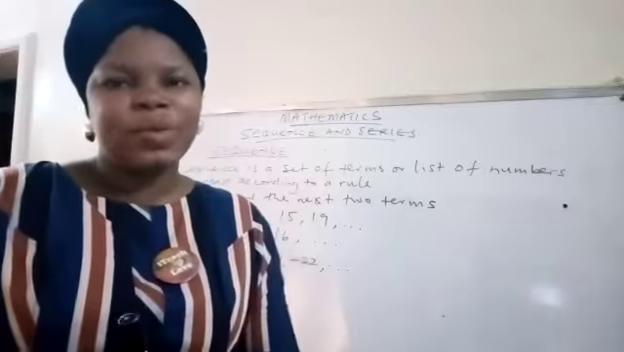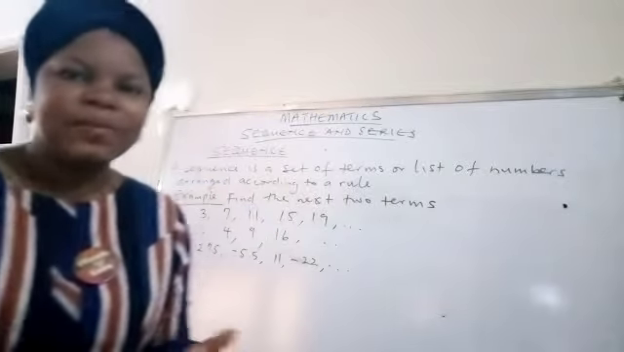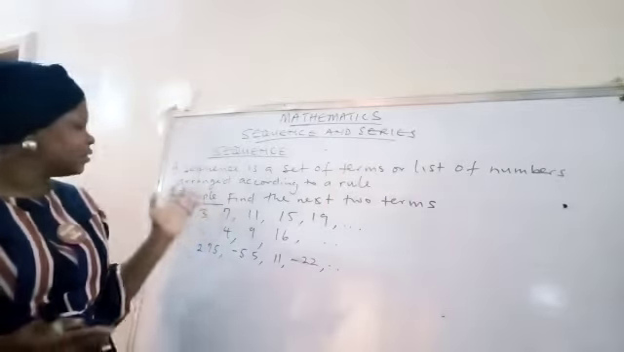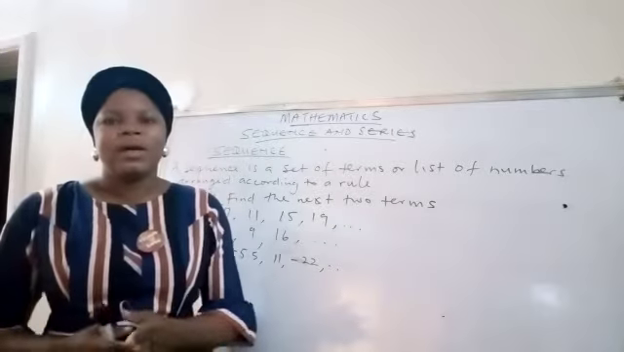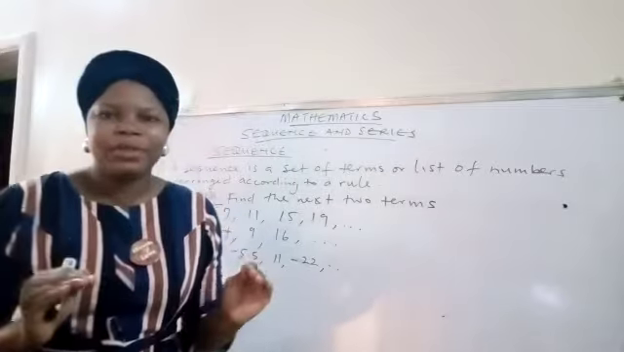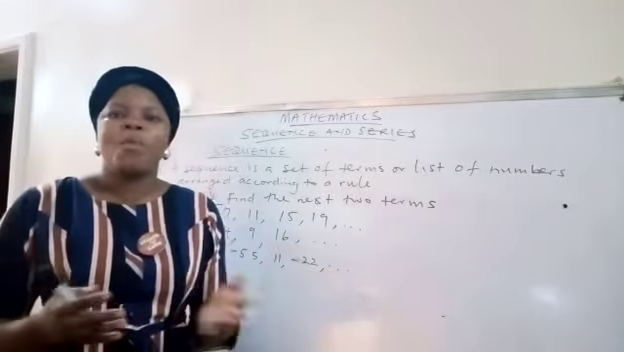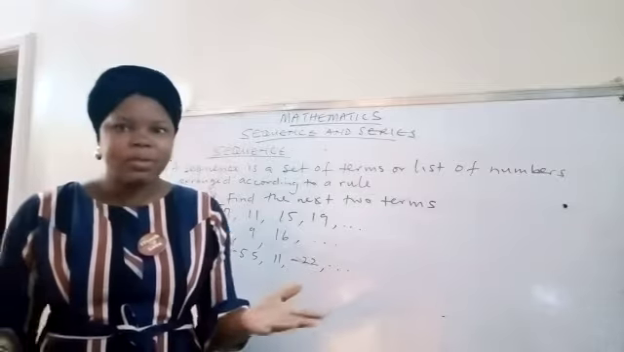Now, what do we mean by sequence? A sequence is a set of terms or list of numbers arranged according to a rule. What do we mean by that definition? According to a rule. We have natural numbers as 1, 2, 3, 4, the counting numbers.